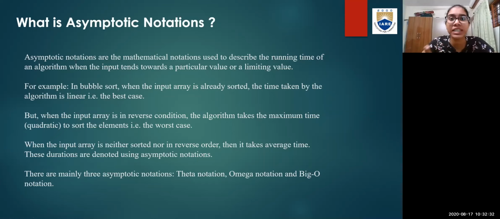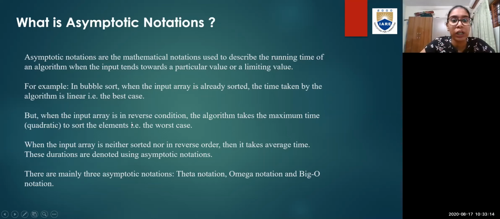Say if suppose your input is n, it'll give you the running time of an algorithm when whatever input you have given tends towards a particular value or a limiting value. Now, for example, in bubble sort, when the input array is already sorted, the time taken by the algorithm is linear. That is the best case. Because if you give an array which is not sorted, then in order to sort it, it'll take time. But if you give an array which is already sorted, that is the best case scenario. And the time taken by that is linear. It comes in linear terms, which is the best case.